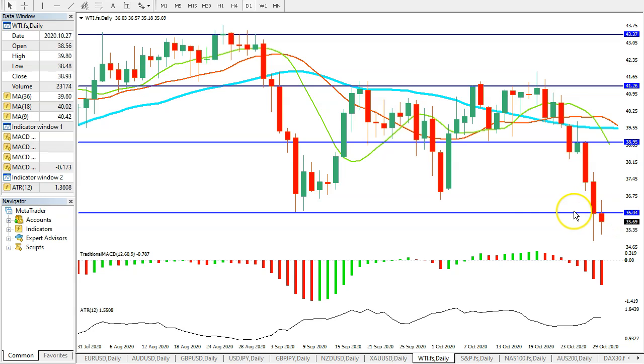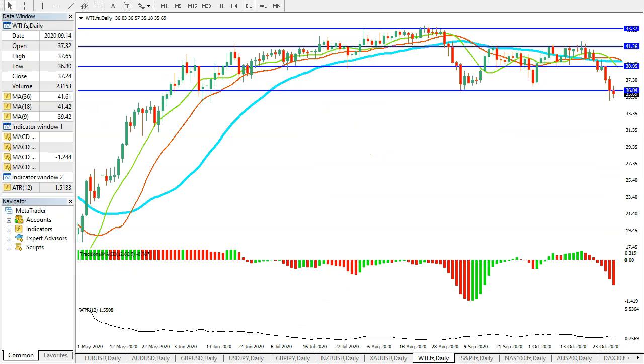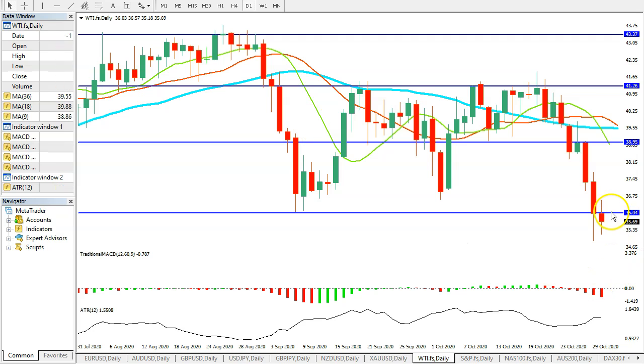Here we have a rather strong support level. If we check, this goes back from here and here and here, so we will consider taking a long here, because we also see a MACD divergence. MACD failed to make a new low as the price moved lower.